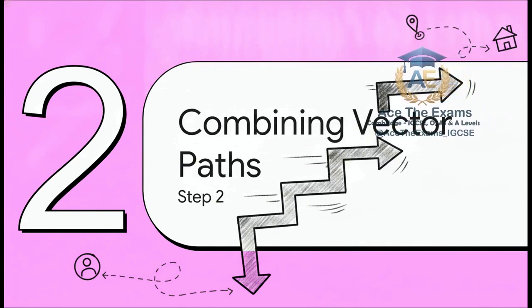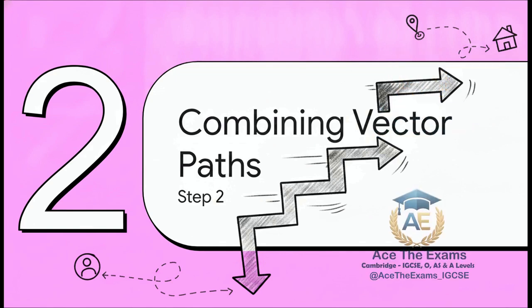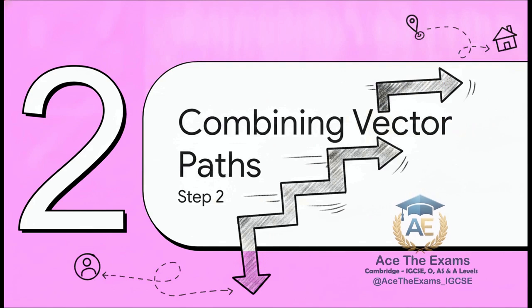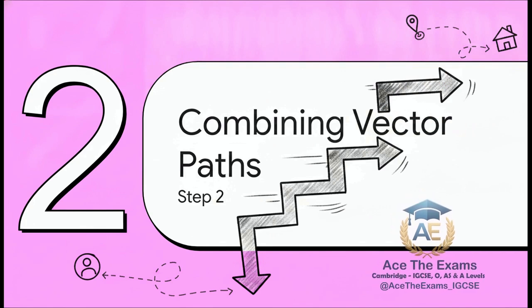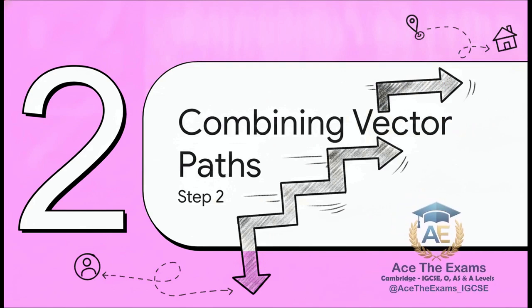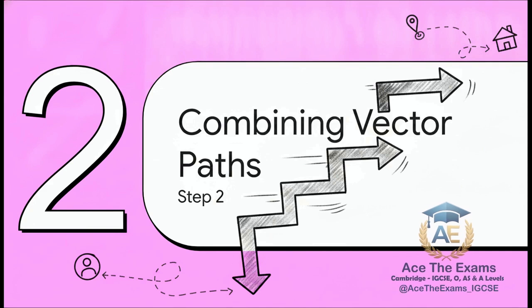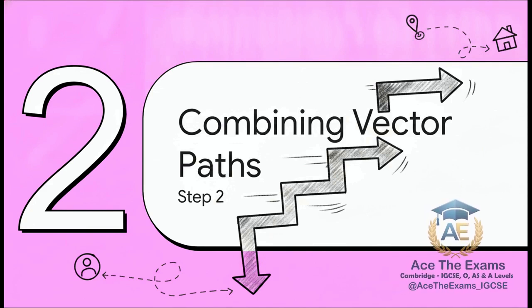All right, step 2, combining vector paths. Now that you can translate a single vector, what happens when we combine them by placing these movements tip to tail? Because let's be real, we rarely travel in just one straight line. We take multiple paths to reach a final destination.